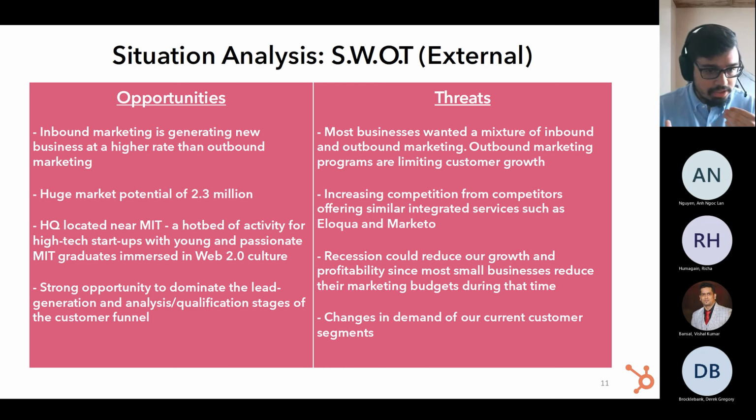And lastly, for our threats, changes in demand of our current customer segment would make it challenging to find new prospects and adapt to their needs.